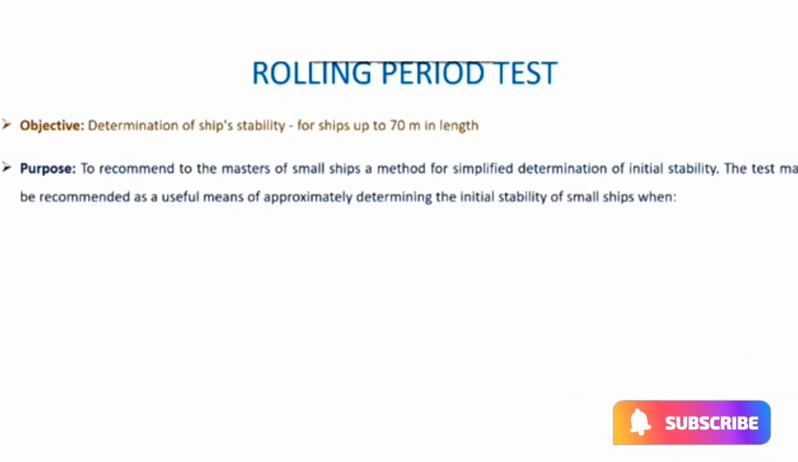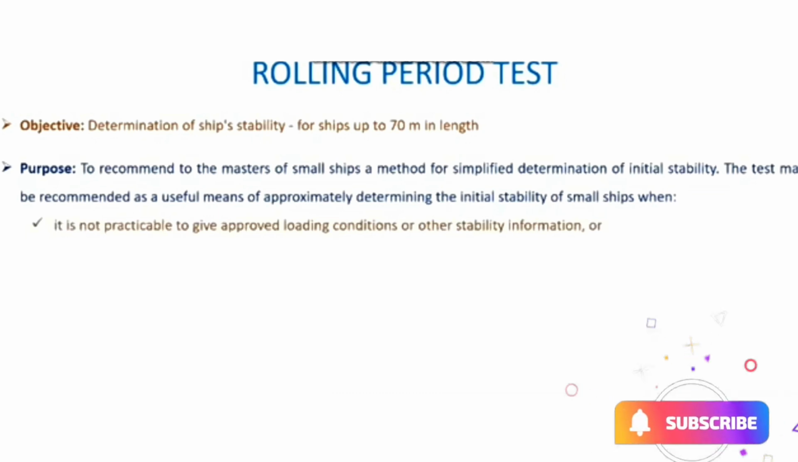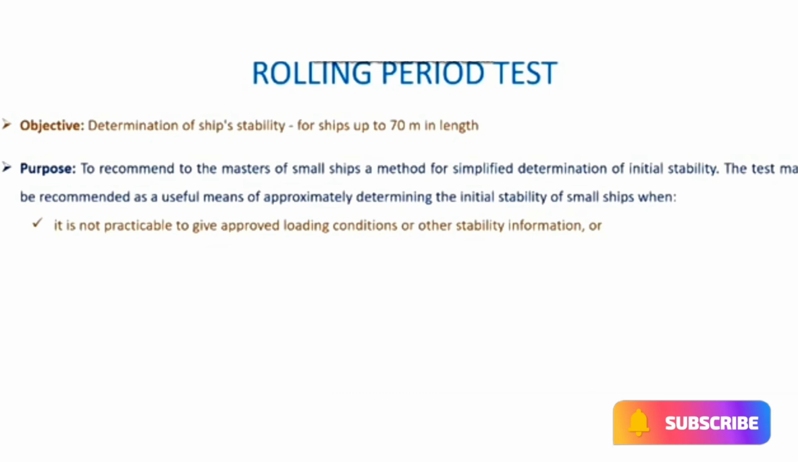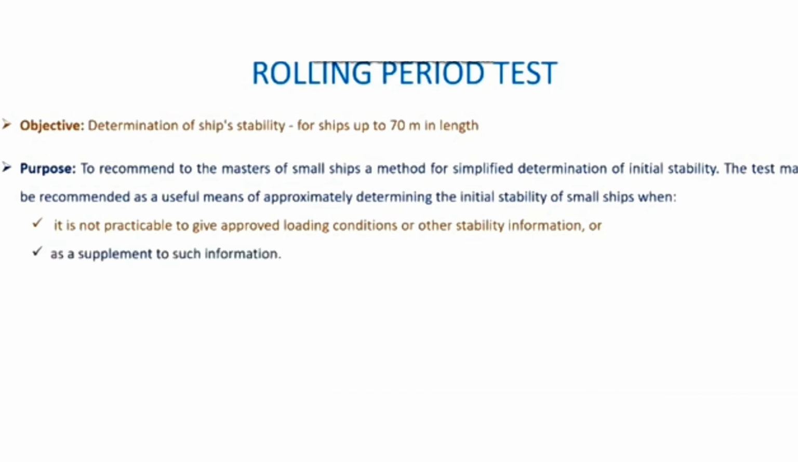Why? Because of probably lack of competence to calculate. So if the masters or the skippers lack the competence to calculate, then such experiments can become an easy way for them to assess the stability of their ship. The test may be recommended as a useful means of approximately determining the initial stability of small ships when it is not practicable to give approved loading conditions or other stability information. So if somebody does not have the approved stability conditions or information, then yes, can the rolling test be used to assess the initial stability? Yes, provided the vessel is rolling naturally. As a supplement to such information, yes, it can be.